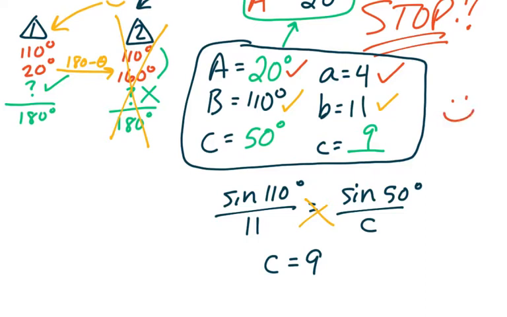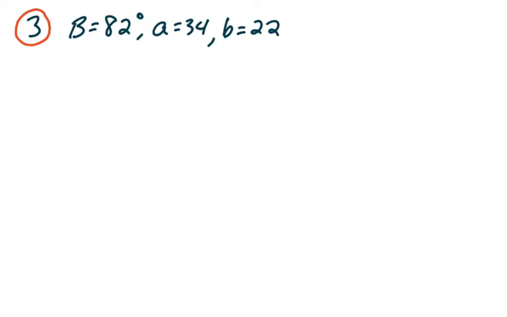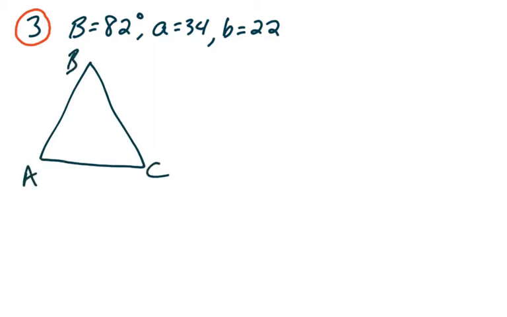SSA now. 2 triangle case, 1 triangle case. What's left? What happens if there's no triangles? This is our last example for today. Let's draw the triangle. This one's kind of nice, actually. A, B, and C. I'm going to give you angle B is 82 degrees. I'm going to give you side A is 34, and side B is 22.